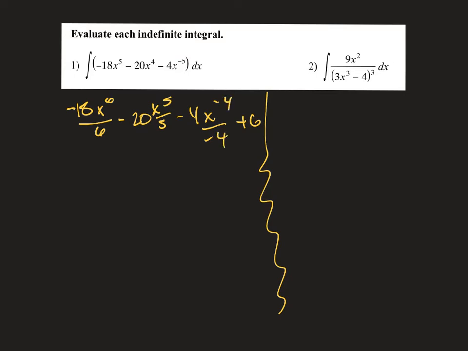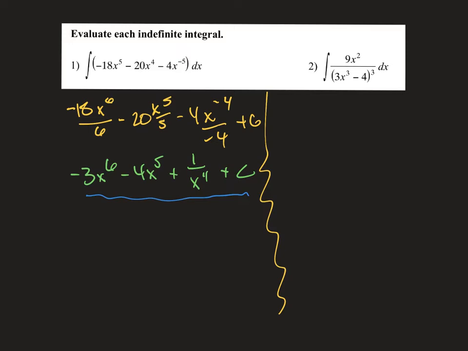And listen, just like every other math class you have in high school, we want to simplify these answers. So negative 18 divided by 6, that's negative 3. So this is negative 3x to the 6th. And then negative 20 divided by 5 is negative 4x to the 5th. And then negative 4 divided by negative 4 is positive 1. And I'm going to make that 1 over x to the 4th just because we don't like those negative exponents. And then I'll put the plus c on the end. And that should be what the answer key says the final answer is. So there's our first indefinite integral with a plus c at the end. Don't forget the constant c.